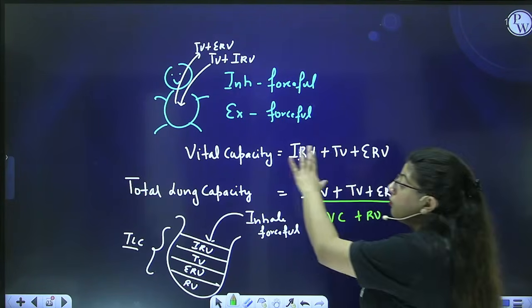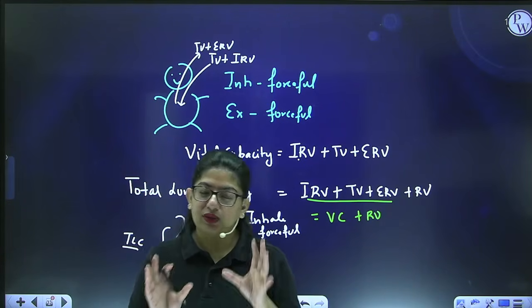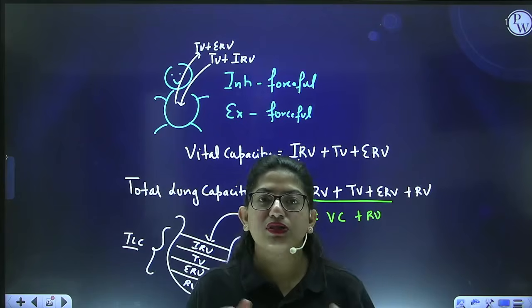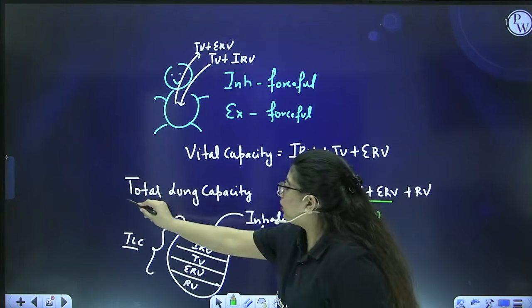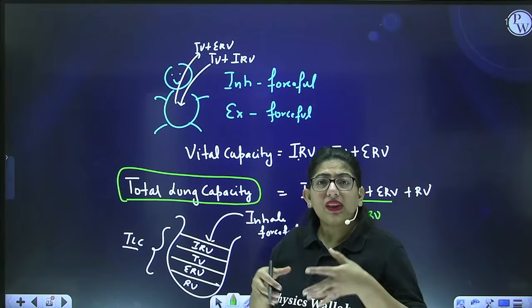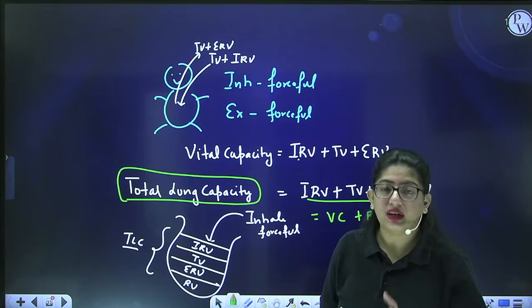Okay. What is vital capacity? Both times you are inhaling and exhaling forcefully, so at that time you get IRV, you get ERV, and you also get tidal volume. Whereas in total lung capacity, whenever you are inhaling forcefully, what is present inside your lungs is the total lung capacity.